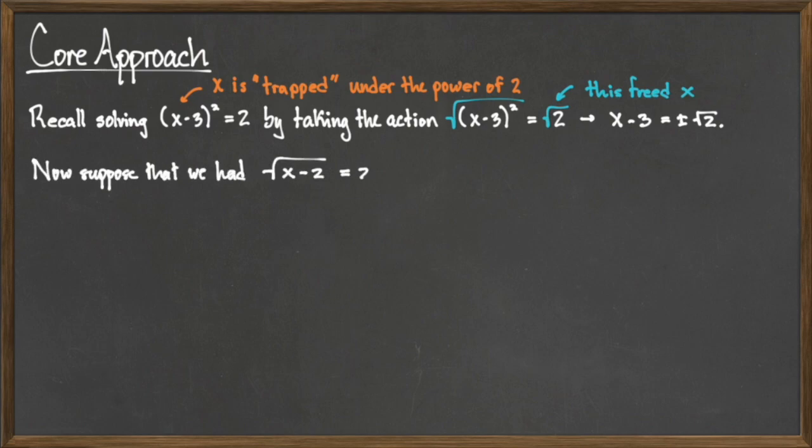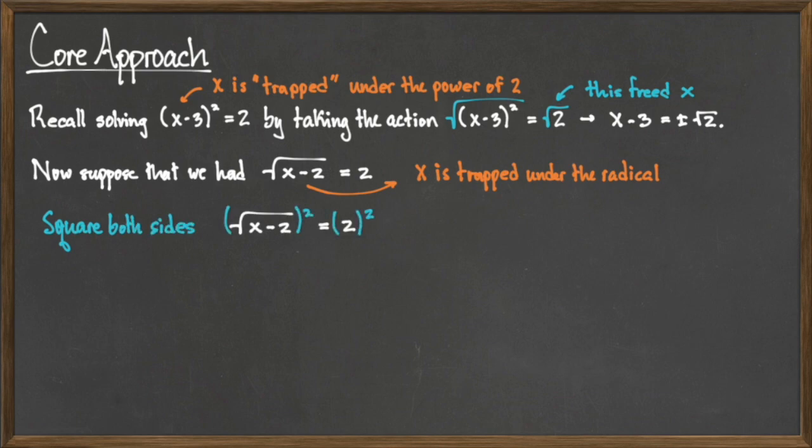Suppose instead that we had the equation the square root of x minus 2 equals 2. Now x is trapped underneath the radical, and I can negate this by taking the square of both sides. So take the square root of x minus 2 equals 2, square both sides, and then what we'll get is x minus 2 equals 4, and we can solve this to get the solution x equals 6. So at their core, radical equations are solved by this type of maneuver.